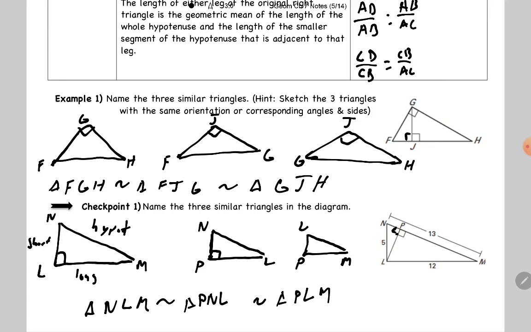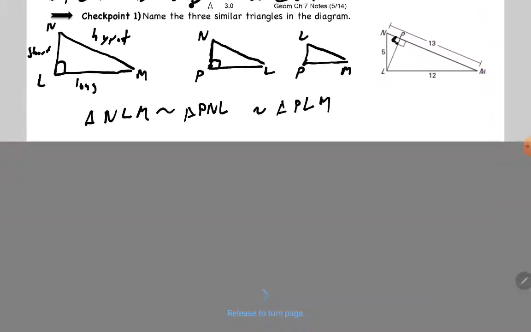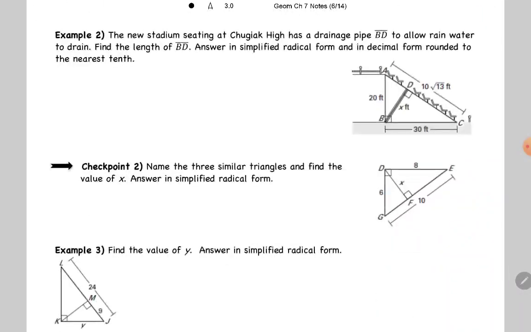All right, let's move on. The new stadium seating at Chiviak High has a drainage pipe BD to allow rainwater to drain. Find the length of BD. Answer in simplified radical form and in decimal form rounded to the nearest 10th.